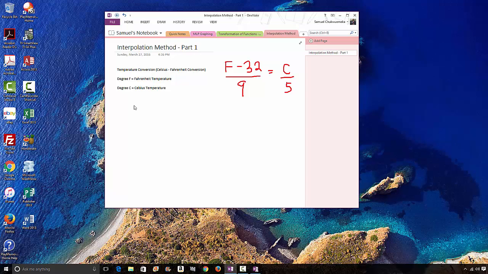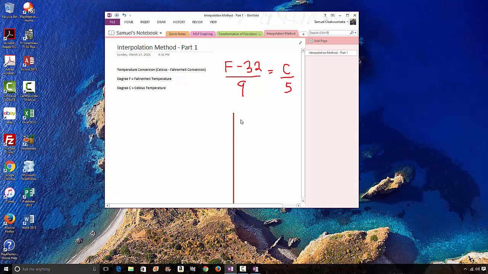So what is the interpolation method actually? Let's say you have a chart that has 2 variables, and it has the values of those variables. Let's say the Celsius Fahrenheit chart. Let's say you are working in a medical facility and you have a Celsius Fahrenheit chart. Maybe a chart that looks like this.